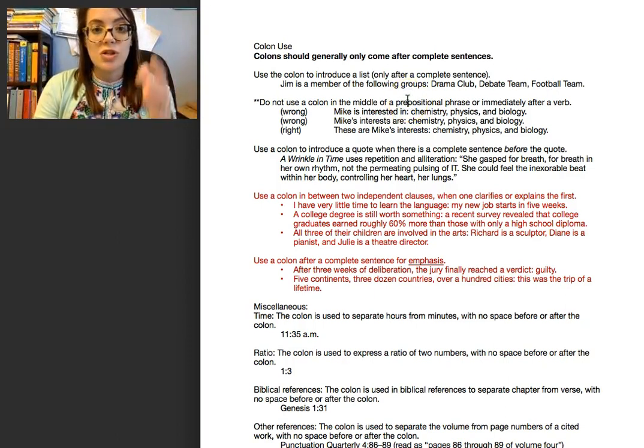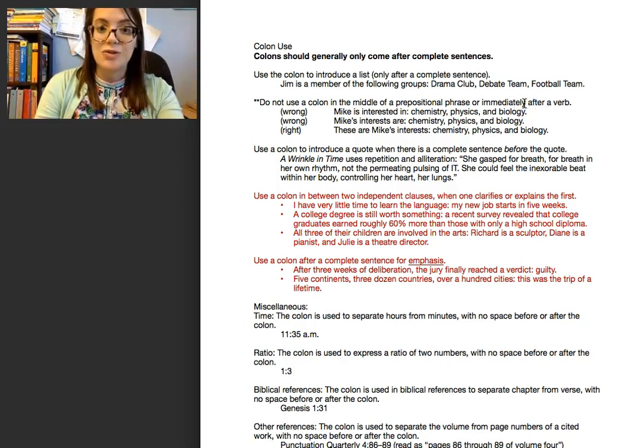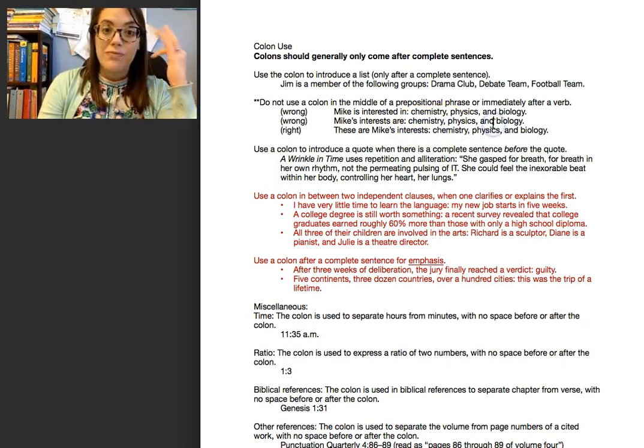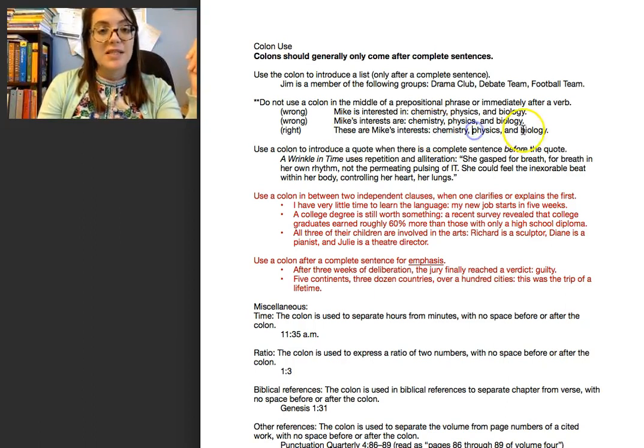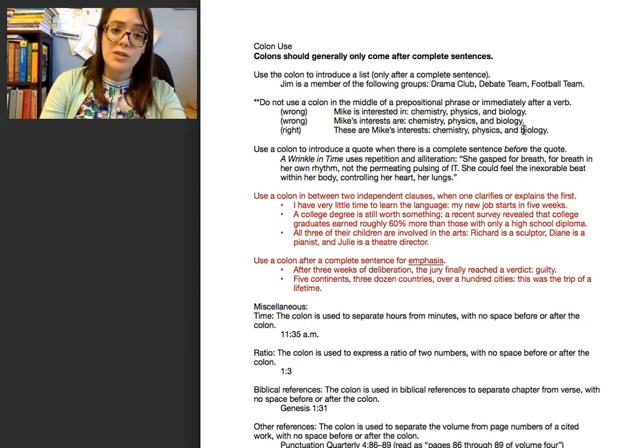So don't just use a colon in the middle of a prepositional phrase or immediately after a verb, okay? Because you didn't have an independent clause. So, like, Mike is interested in, colon, chemistry, physics, and biology. You're not actually supposed to do that, okay? Same thing here. Mike's interests are, colon, chemistry, physics, and biology. Again, not supposed to do that because I can't just say Mike's interests are. That's not a complete sentence, okay? I can say, these are Mike's interests, colon, chemistry, physics, and biology. So even when you're using a colon to introduce a list, you have to have an independent clause first, okay?